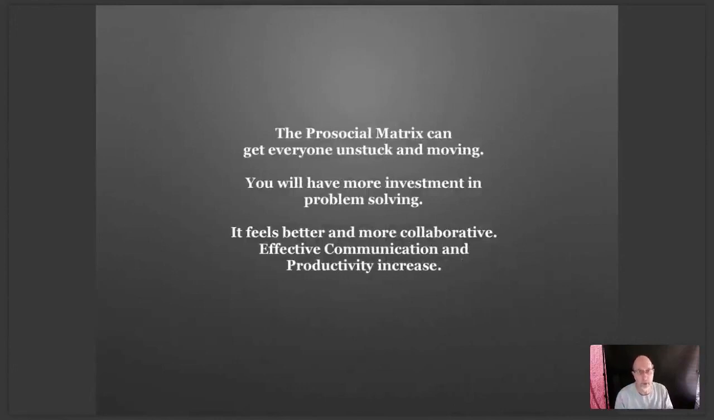So, to come to the end of it, the pro-social matrix, as I have been talking about today, can get everyone unstuck and moving. And you'll have more investment in problem solving if you do it this way, guaranteed. And it's going to feel better. It's going to feel more collaborative. You're going to have some pretty effective communication. And, at work, you're going to have more productivity. You're going to have a happier and a healthier workplace and a happier, healthier classroom.